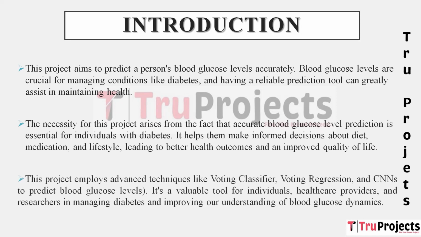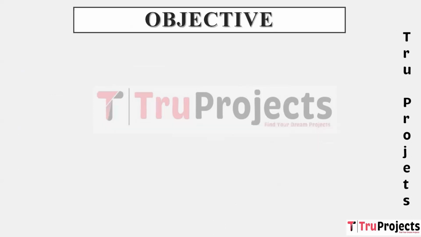To achieve this goal, the project utilizes advanced techniques such as voting classifier, voting regression, and convolutional neural networks (CNNs). These sophisticated methods work together to provide highly accurate blood glucose predictions. This tool is not only beneficial for individuals managing diabetes but also for healthcare providers and researchers. It contributes to better diabetes management and enhances our understanding of how blood glucose levels change over time, ultimately improving the overall care and well-being of individuals with diabetes.